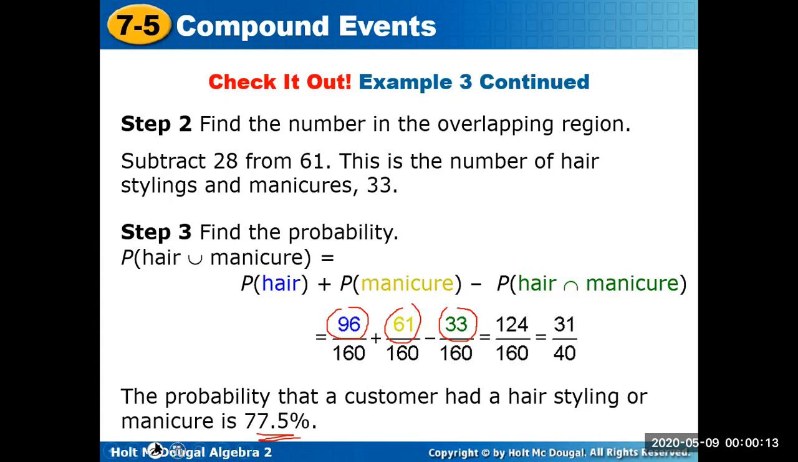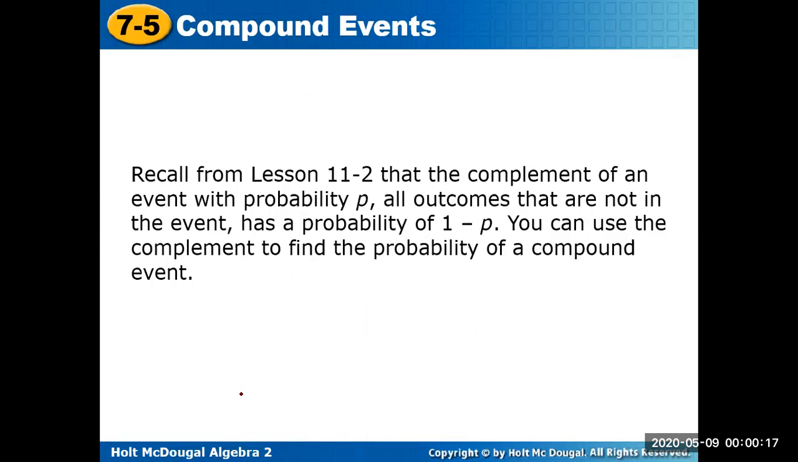All right. So I think this question is clear now. Let's go for example 4. But before that, recall from lesson 7.2, sorry, it's 7.2, not 11, the complement of an event with probability.